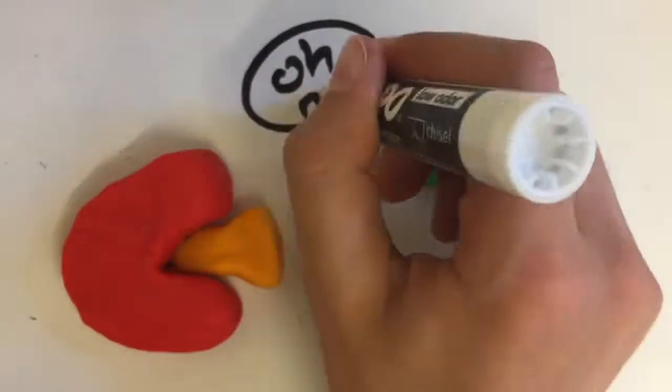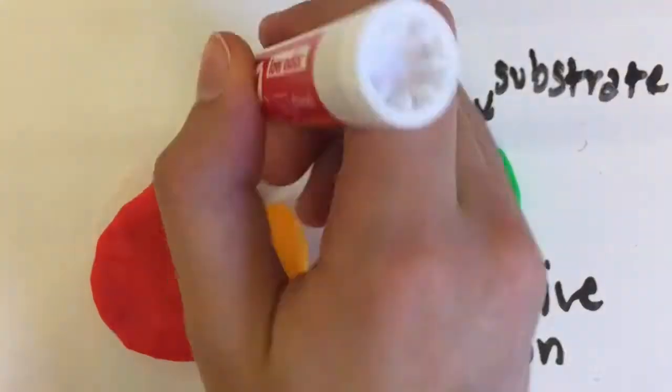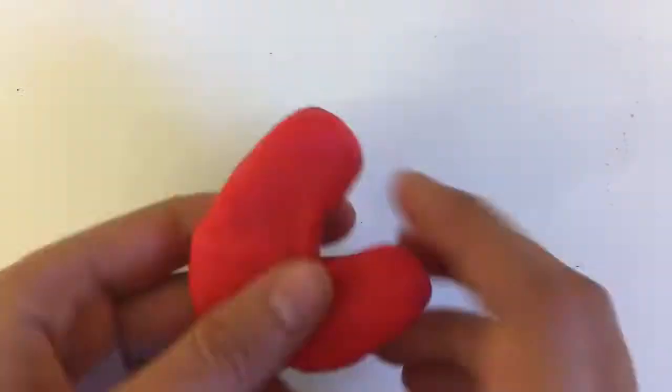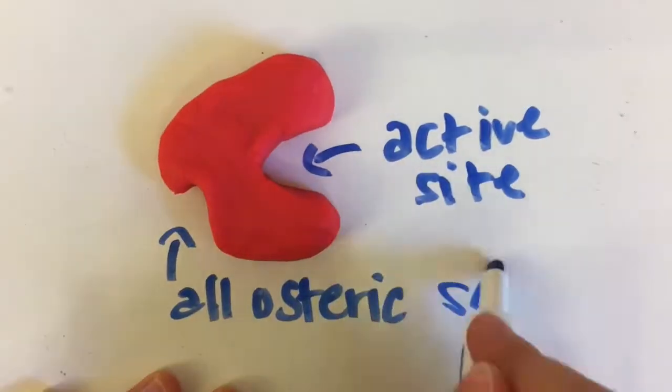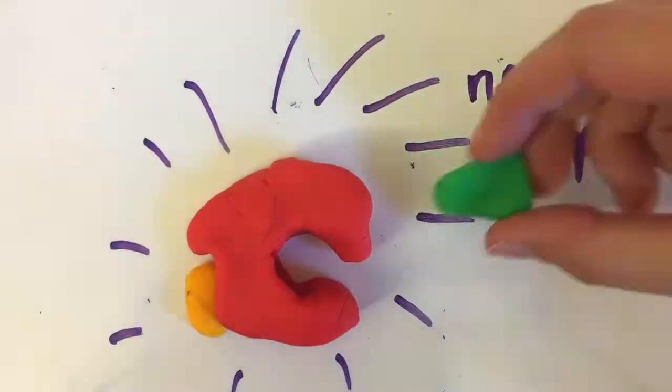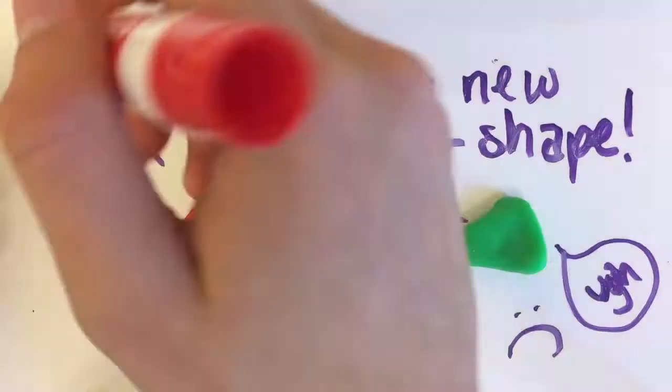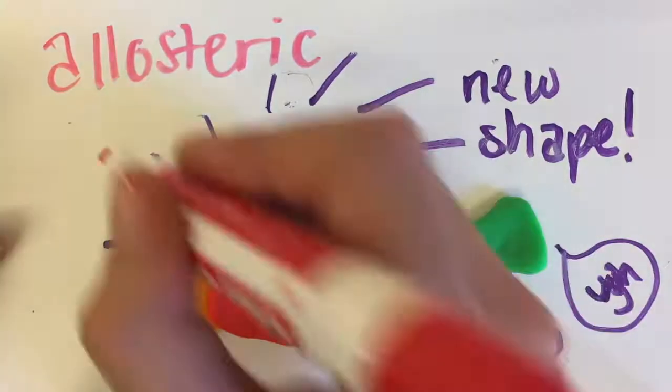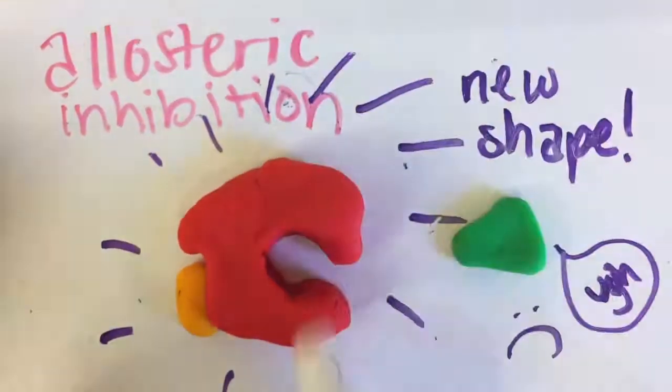Inhibitors can bind to the active site instead of a substrate, which is competitive inhibition. Some inhibitors can bind to an allosteric site, which is another site on the enzyme. This changes the shape of the active site, which prevents the substrate from binding to the active site. This type is called allosteric inhibition.